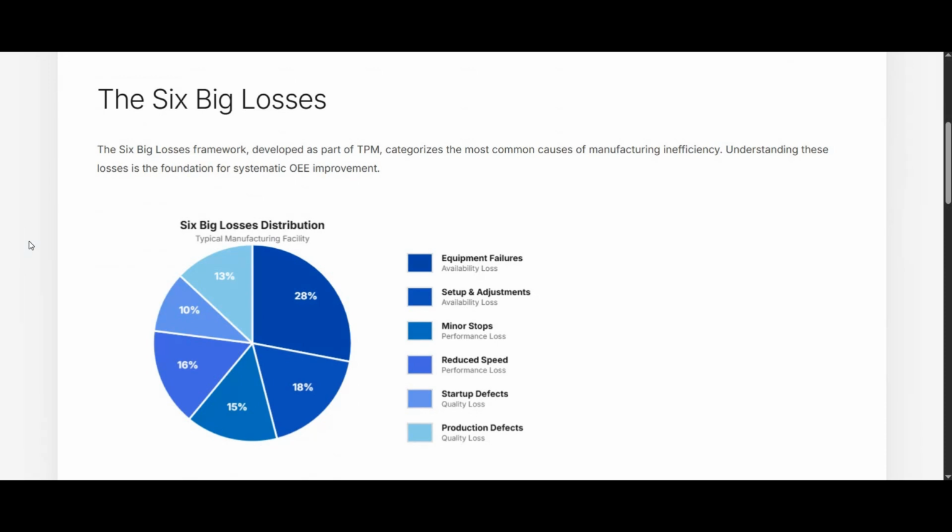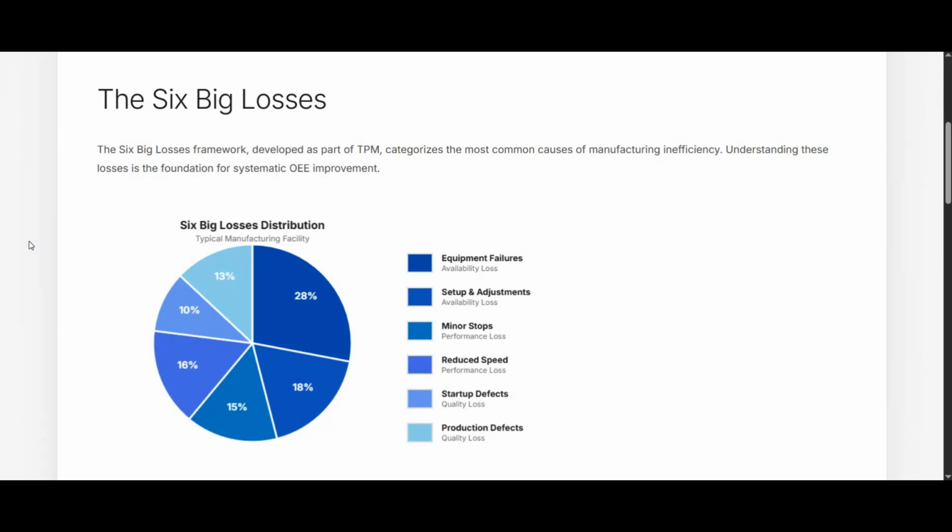Now we will talk about something really important for improving OEE, the 6 big losses. These losses come from a framework that was developed as part of Total Productive Maintenance or TPM. The idea here is that most manufacturing inefficiencies can be grouped into 6 main categories, and understanding these losses helps us identify where time and performance are slipping away.